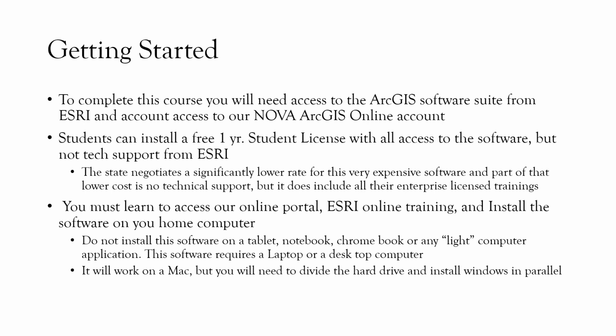Essentially, the state of Virginia negotiates a price with the company to buy this software for all the colleges that are state schools. And the way they can afford this, because this software is not cheap, is by stripping down some of the non-essential things. And that happens to be the tech support. What we get is full access to the software and full access to their online training resources. And that's it. So if you need help, you have to talk to your instructor or the program head or the IT department here at Nova, not the software company.